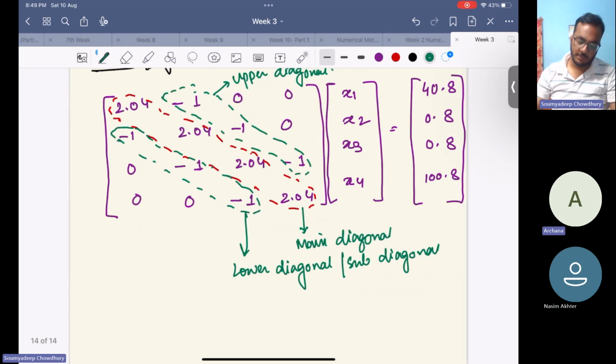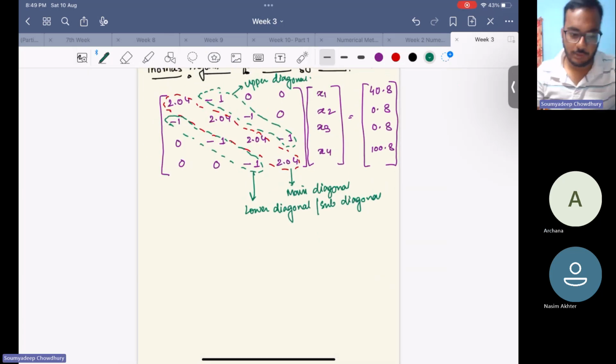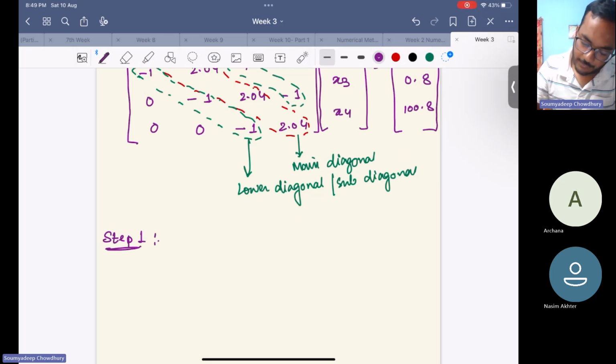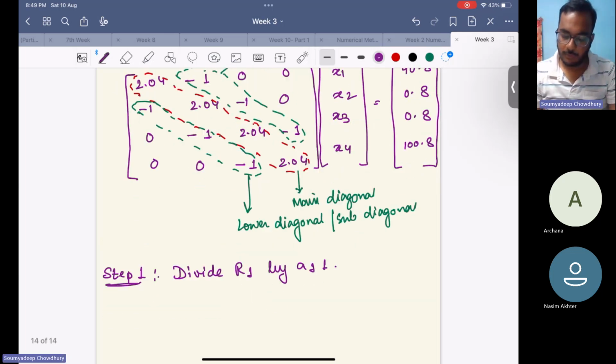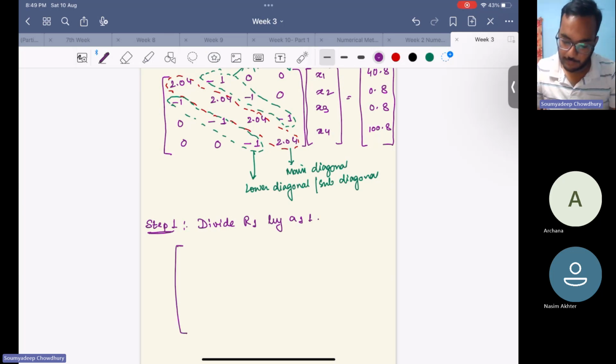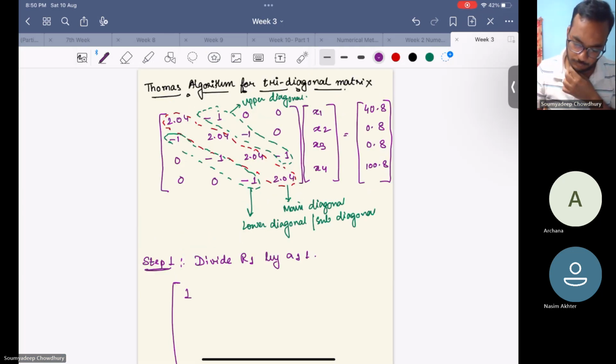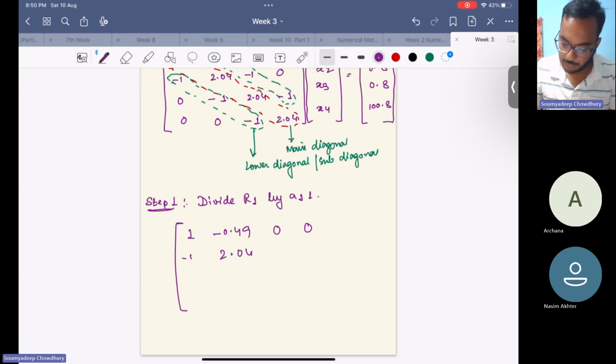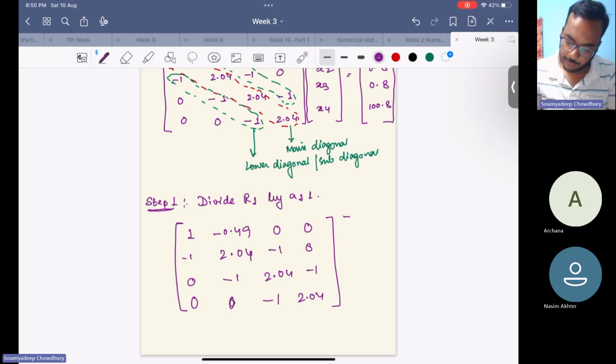So to solve this type of matrix equation, we have a specialized algorithm, which is known as the Thomas algorithm. I'll solve this step by step, you just follow. In the first step, we divide row 1 by A11, the pivot element. What we get is 1, then -1 by 2.04, which is -0.4902. We have the same thing now: -1, 2.04, -1, 0, 0, -1, 2.04, -1, 0, -1. Similarly, we do it for the RHS also.